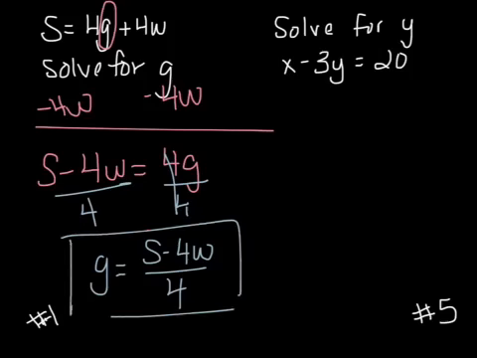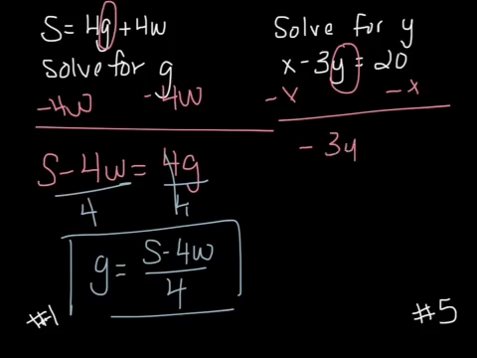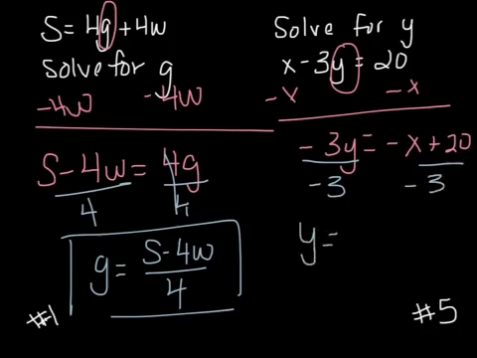The next one, solve for y. So I'm going to subtract x first. So I have negative 3y equals negative x plus 20. Now to get y by itself, I divide by what's attached. So y equals, you can write it as (negative x plus 20) over negative 3.